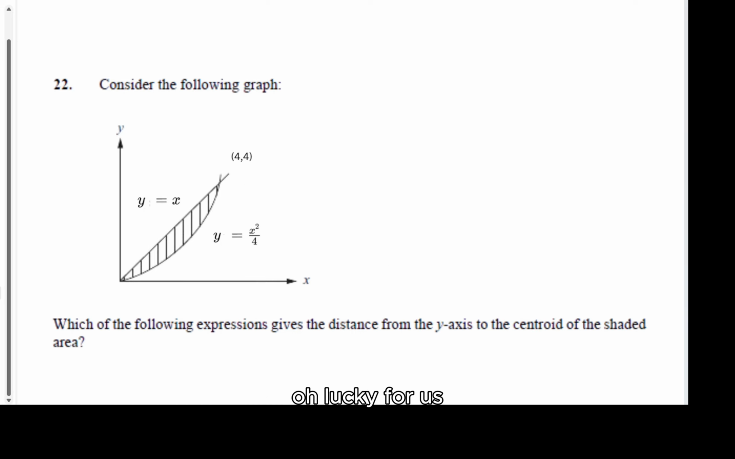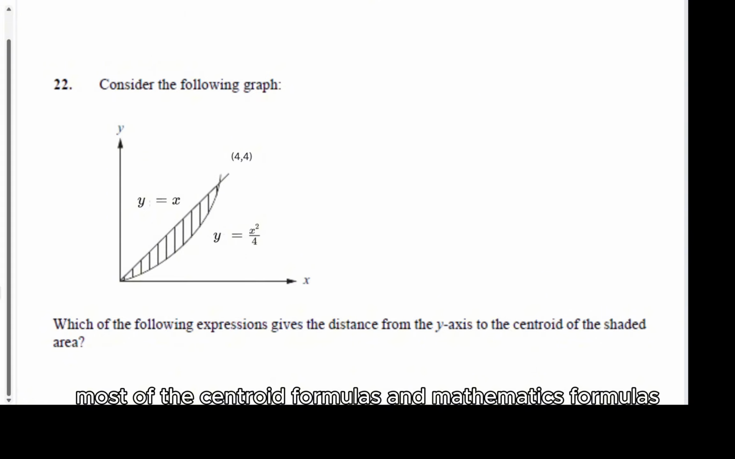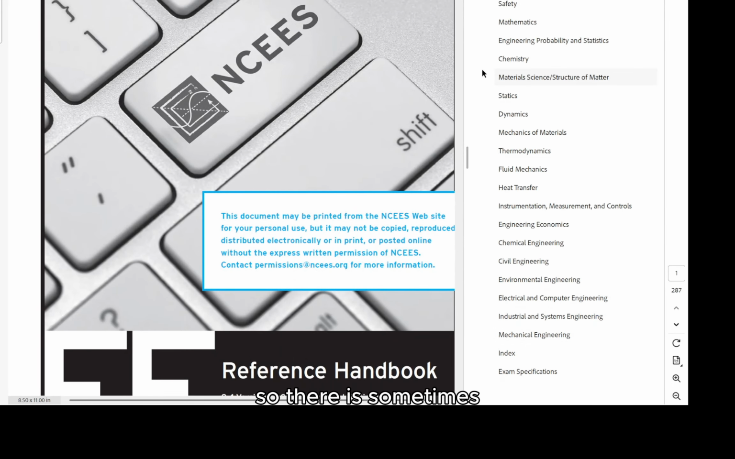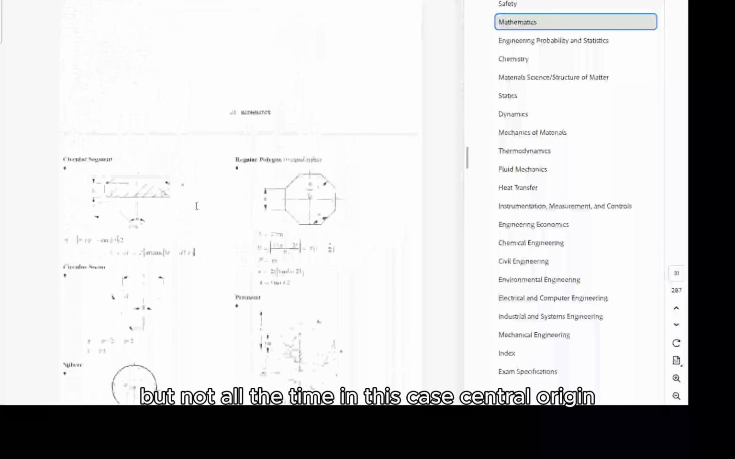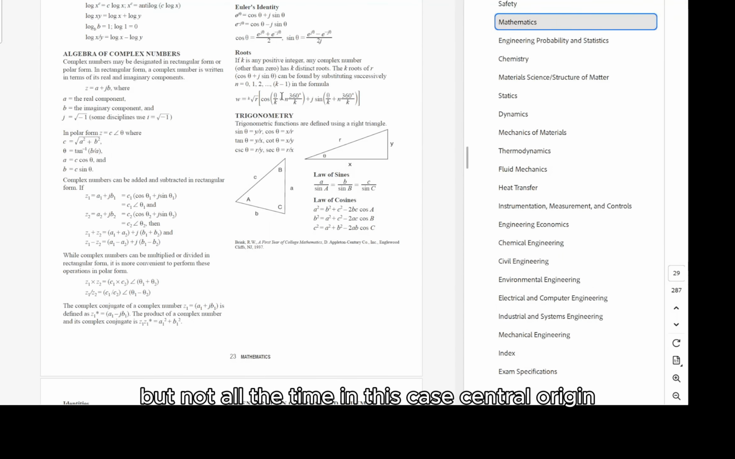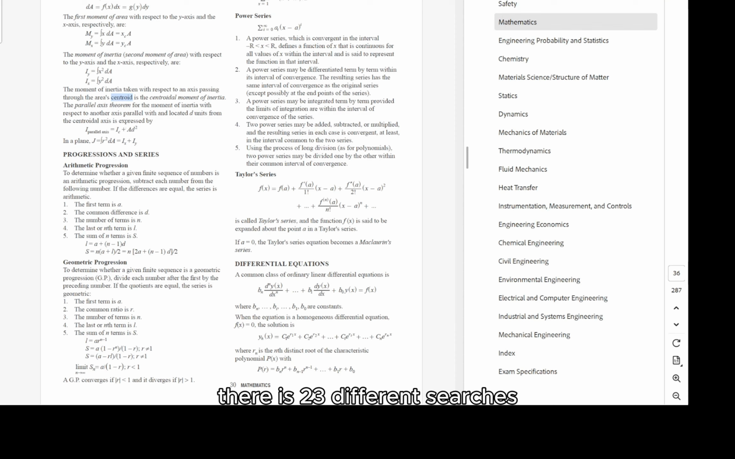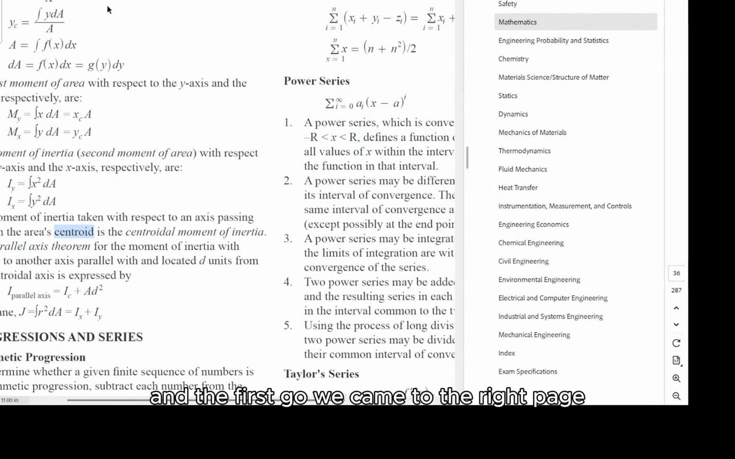Got it? Now, lucky for us, most of the centroid formulas and mathematics formulas are very clearly detailed in our reference manual. Mind you, this is not all the time. There is some stuff that you will have to remember. In this case, let's press Control F and see what the word centroid brings us. There are 23 different searches, but don't worry. Great, on the first go, we came to the right page.